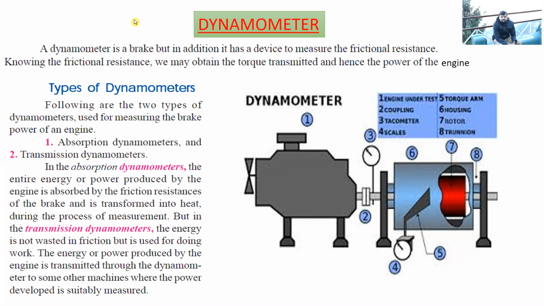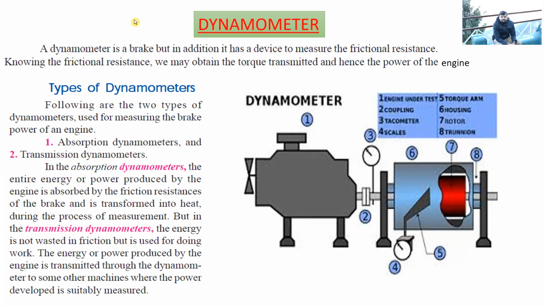And in this lecture, we will be discussing the dynamometers. So, what is a dynamometer? A dynamometer is a mechanical device which is used to measure the power or torque output of an engine. All right. So, how much power or torque an engine is producing, how will we measure that? We'll measure that with the help of a dynamometer.